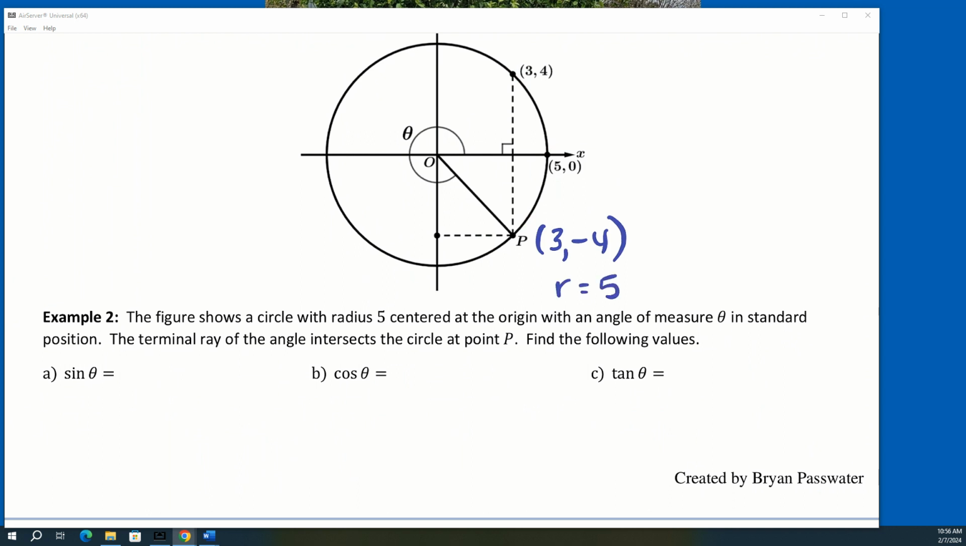Our r is 5. And so if we can remember the x, y, and r rules, to find the sine, we're just going to do the y over r. To do the cosine, we're going to do the x over r. And to do the tangent, we're going to do the y over the x.